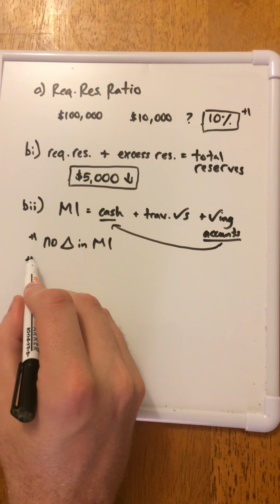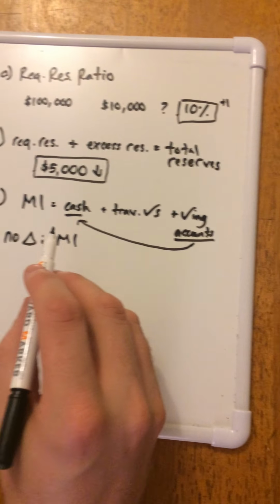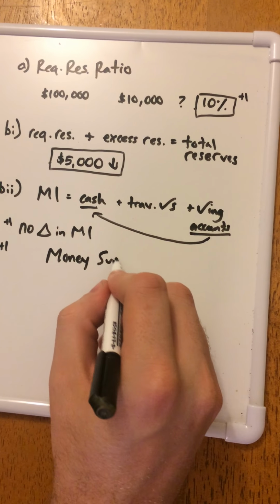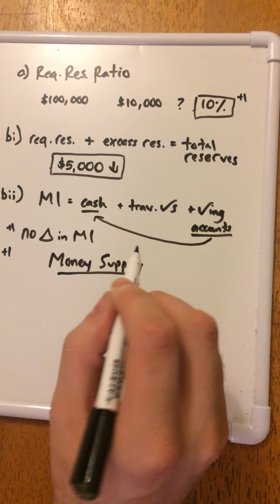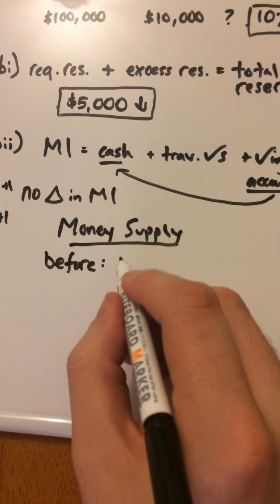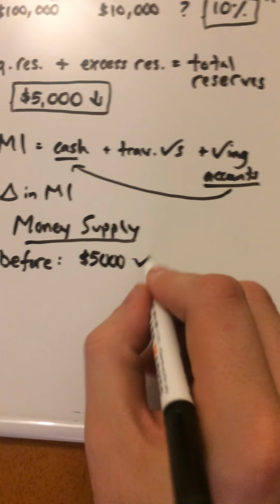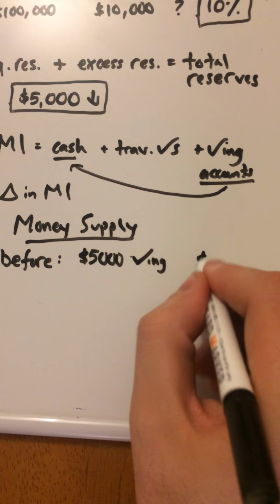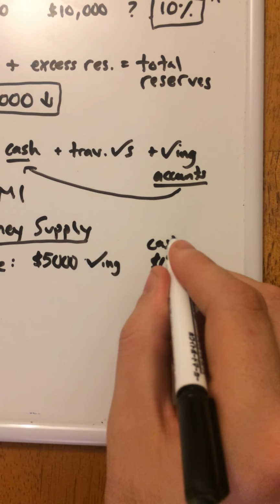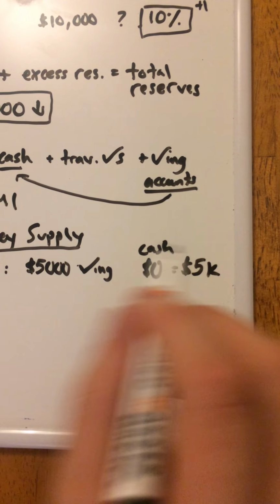The second point, the explanation, is, if that wasn't super clear, we can think about it this way. If we break it down, we'll do kind of a visual diagram here. Money supply, before Luis came and took out money, there was $5,000 in a checking account and $0 in cash. So the total money supply was $5,000, $5K.